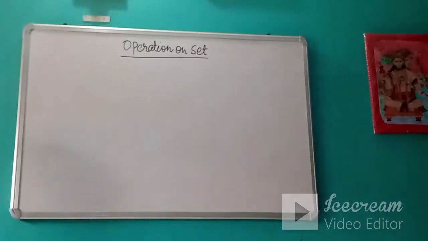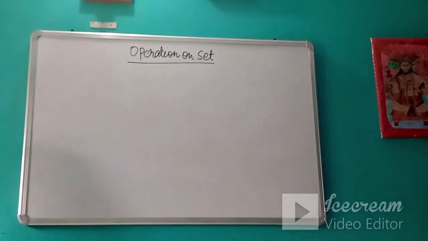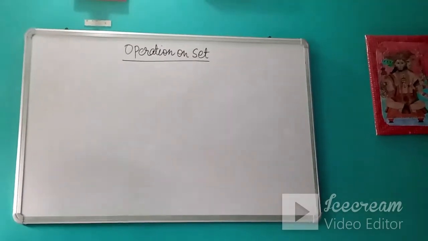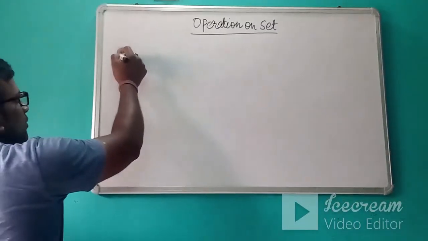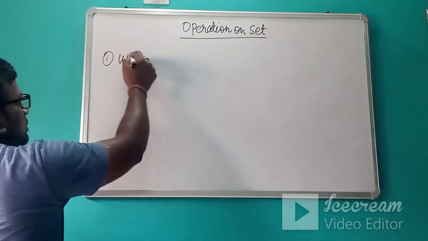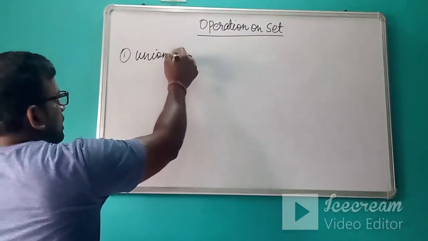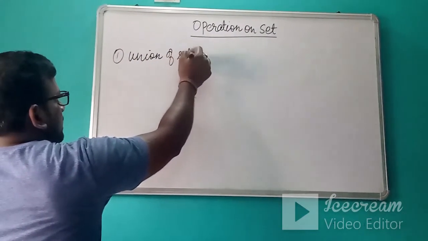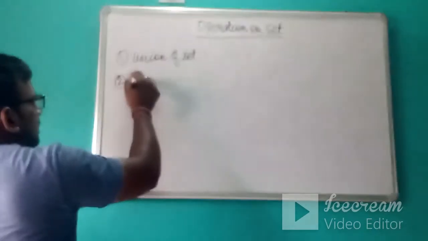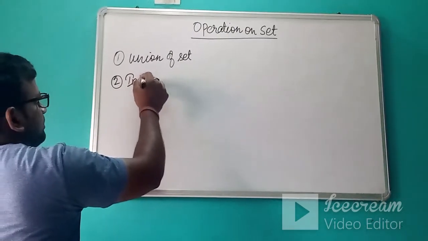Good morning, students. So far we have started the sets and we have learned a few basic concepts. Now we will study the important operations. There are two types of operation on sets. First is union of sets and second one is intersection of sets.